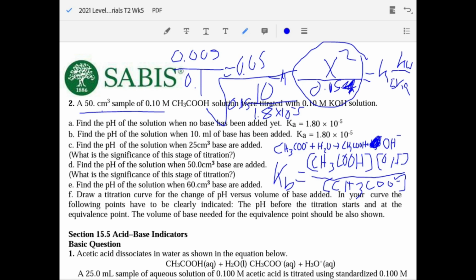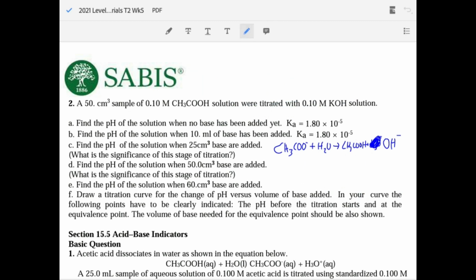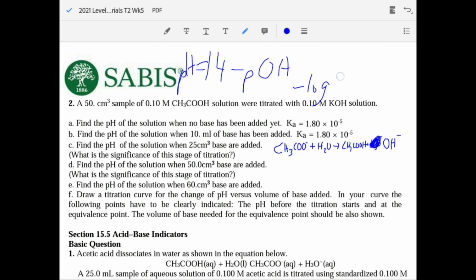So keep that number in mind or in your calculator. So you do pH is equal to 14 minus pOH, and pOH is minus log of the answer you just got, which is 5.27 times 10 power minus 6. So put that in your calculator, you get 8.72, and that's what the answer is.